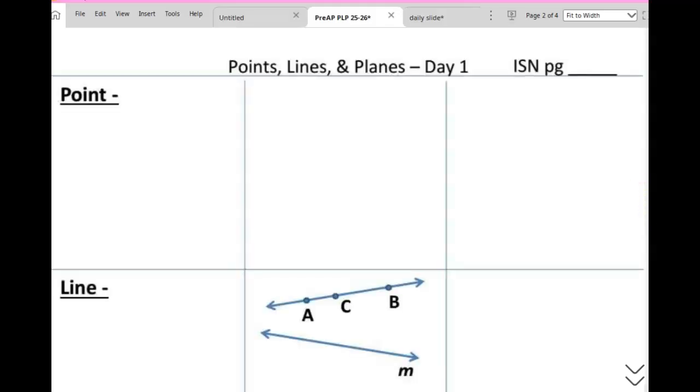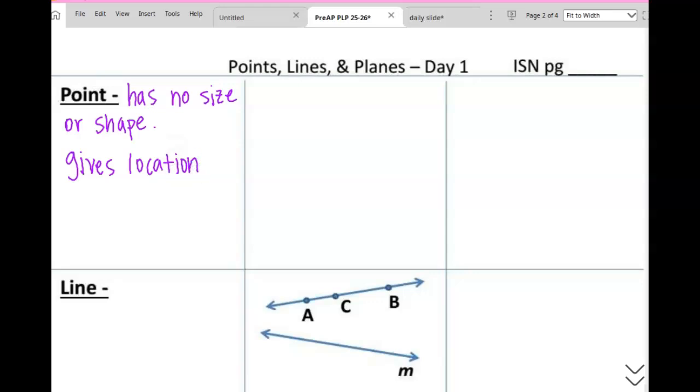Make sure you are drawing exactly what I draw up here and what I write. What is a point? A point has no size or shape. So you cannot say that one point is bigger than the other because it doesn't have size or shape. Okay? So if it doesn't have a size or a shape, then what is it? It gives location. Alright, these are the building blocks of geometry. We start with points and we go higher and higher.